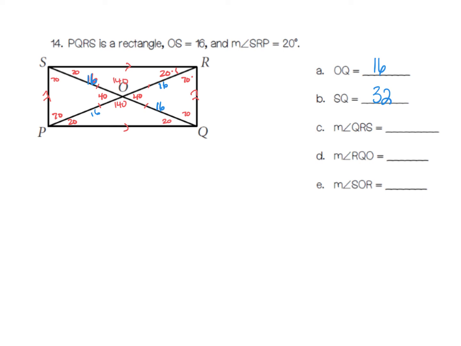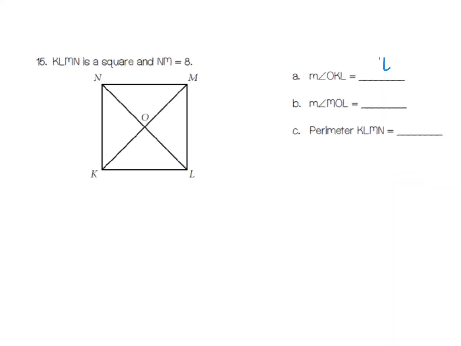So angle QRS, that whole angle there is 90. Angle RQO here has to be 70. And then angle SOR has to be 140. OQ has to be 16. Oh, sorry. Okay, number 15.